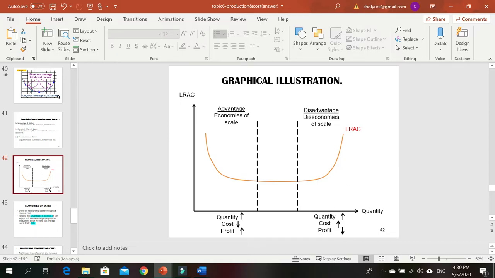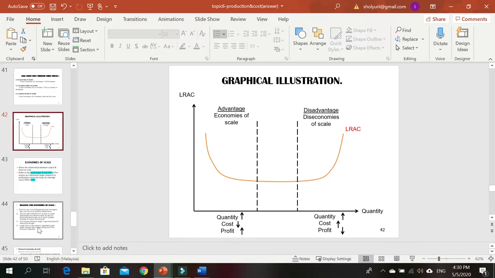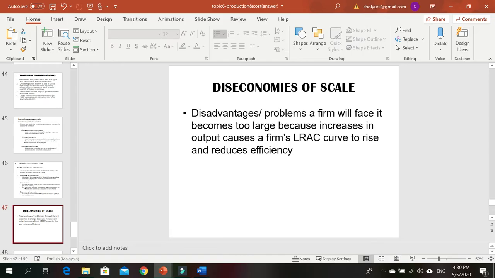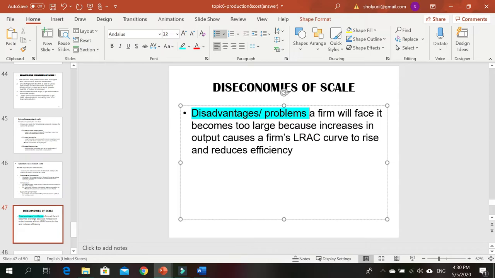Ini kita panggil diseconomies of scale. Lawan kepada economies adalah diseconomies. Okay, and diseconomies ni adalah disadvantage. So here, what does it mean? Disadvantage is the problem the firm will face if it becomes too large, because when it increases output ataupun quantity of production, the LRAC curve will rise and it reduces the efficiency. As a seller, we dislike this because our costs start to rise.